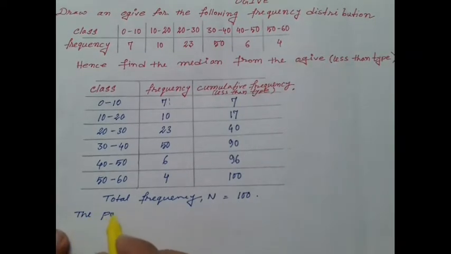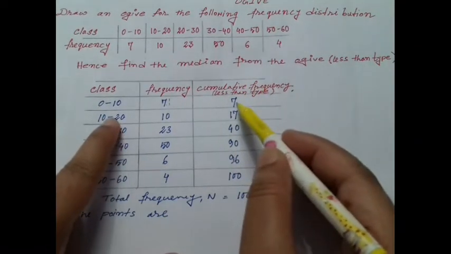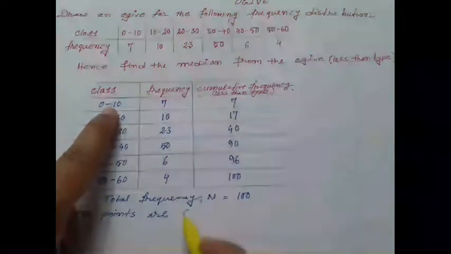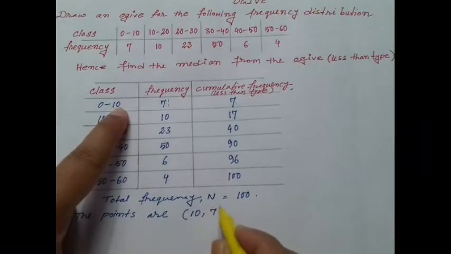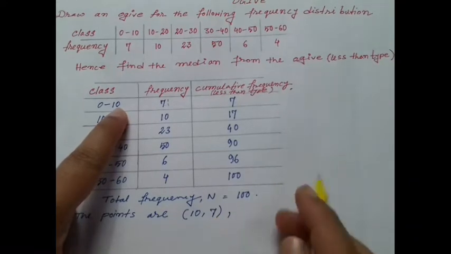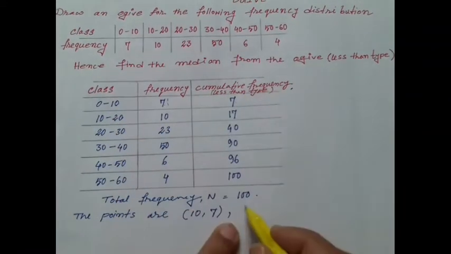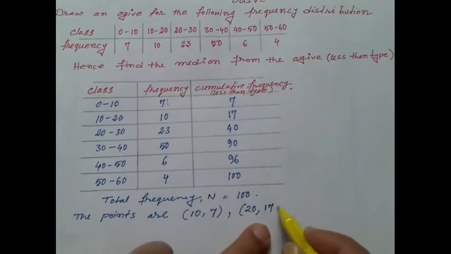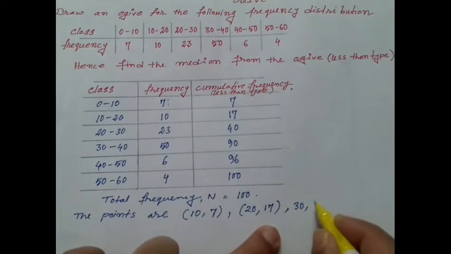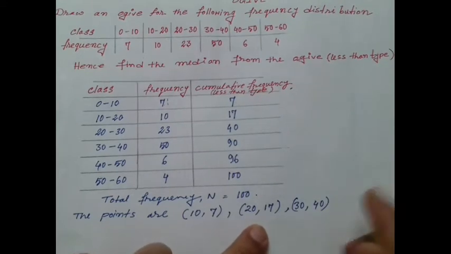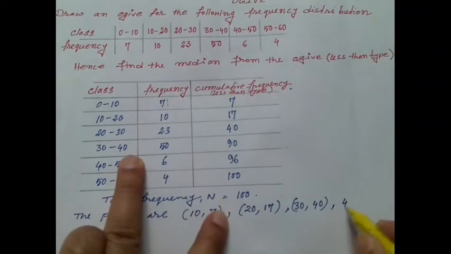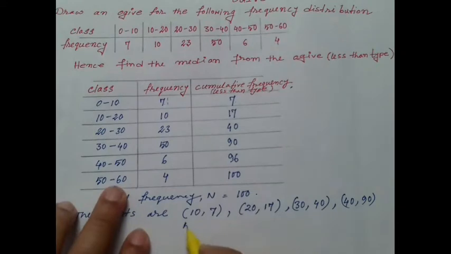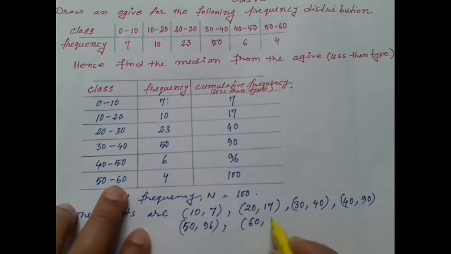The points are, as we got this less than type cumulative frequency by using the upper limit: for 10 we got 7, for 20 we got 17, then 30, 40, then 40, 90, then 50, 96, and finally 60, 100.